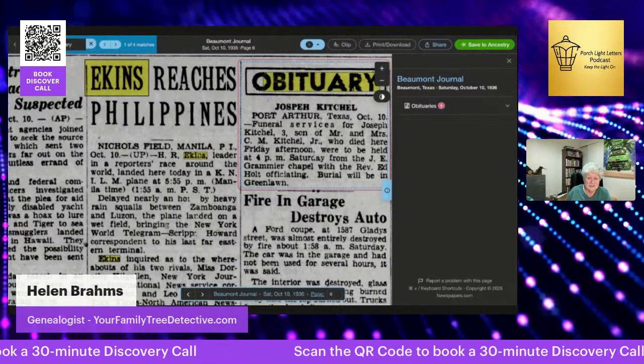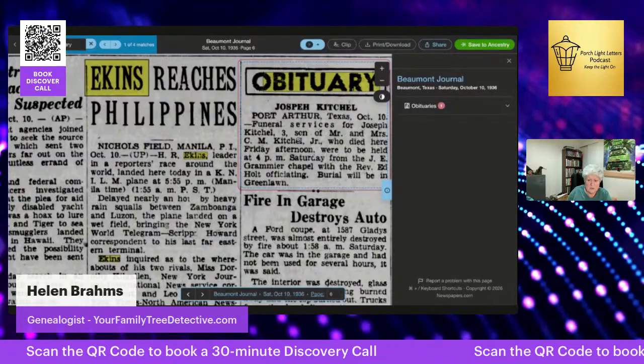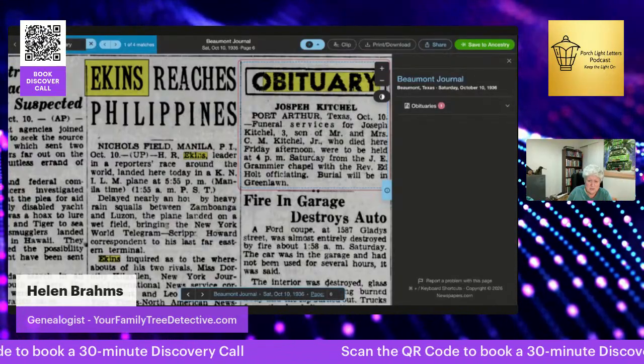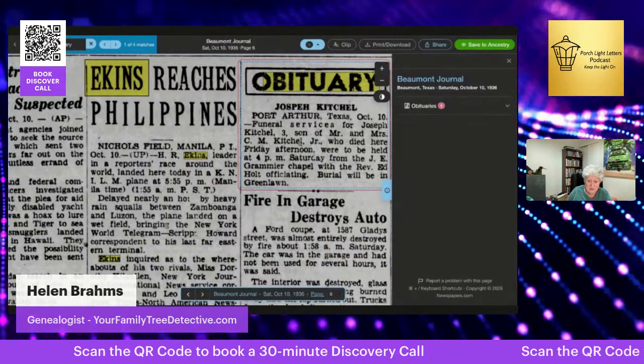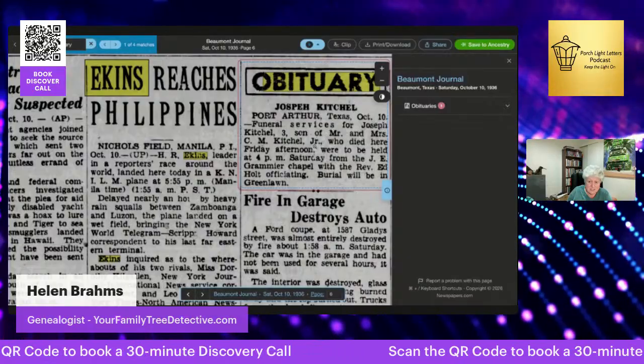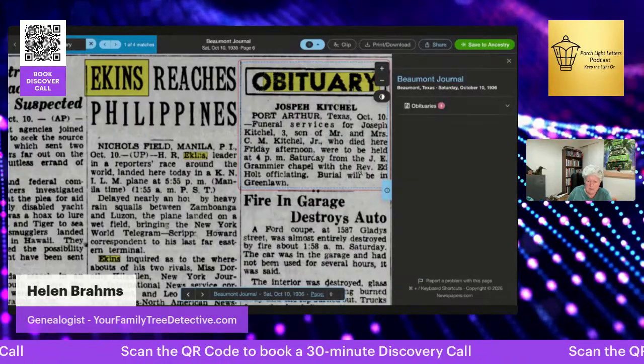So you can see how little information is in this one here. We've got the name of the son. He was 3 years old. His parents were Mr. and Mrs. C.M. Kitchell Jr., so we know who Grandpa was. Grandpa would have been C.M. Kitchell Sr. We know when the 3-year-old died, and where they'll be buried and who was officiating.